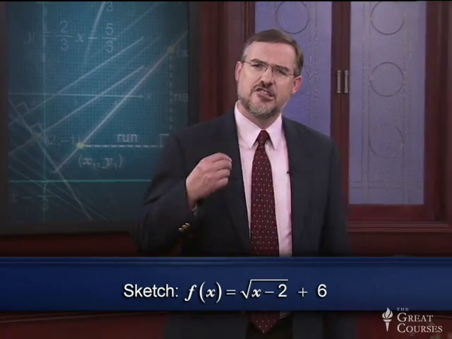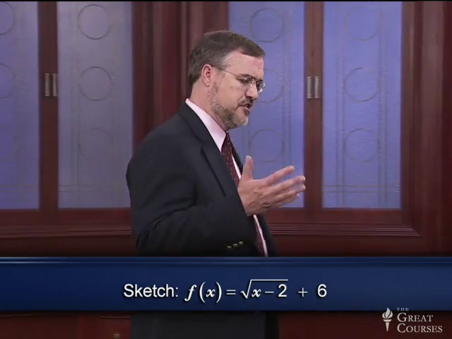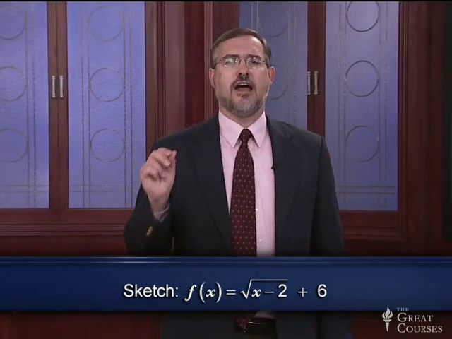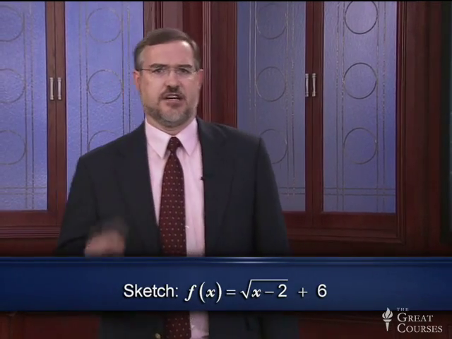Now, let's put these ideas together and try to look at a slightly more complicated graph that still involves a function with a radical symbol in it. So here's the function I want us to look at now. Sketch the graph of f of x equals square root of (x minus 2), plus 6.